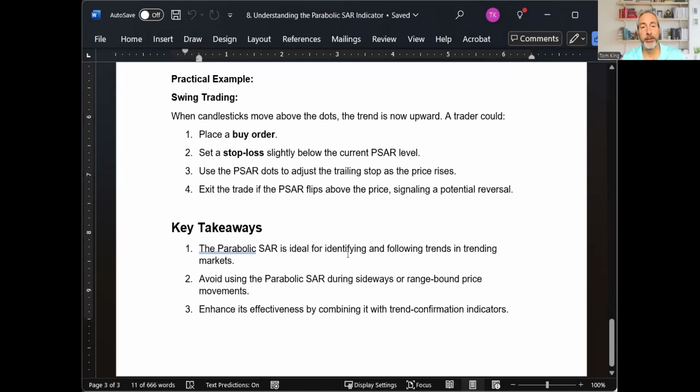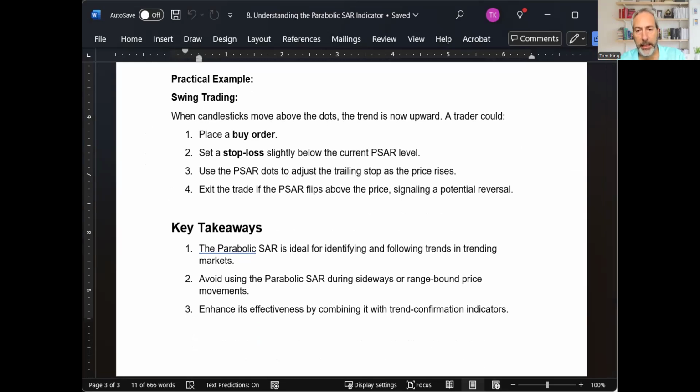Real quick, if you're doing a swing trade and the candles move above the dots, we now have an uptrend. Which means you could potentially place your buy order and set your stop right below the current PSAR dot. Then as the dots move up with your stock, they act as a trailing stop. You just keep moving your trailing stop to where the PSAR dots are, and then you can exit the trade once it flips in price. All right, so there are some key takeaways.